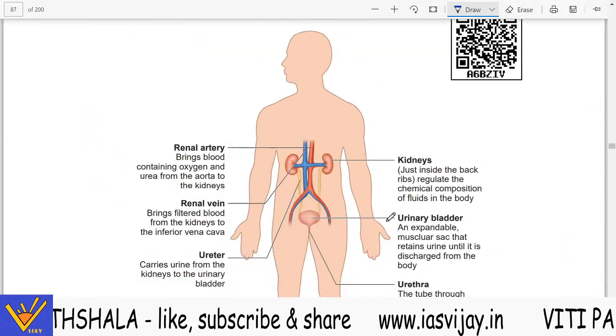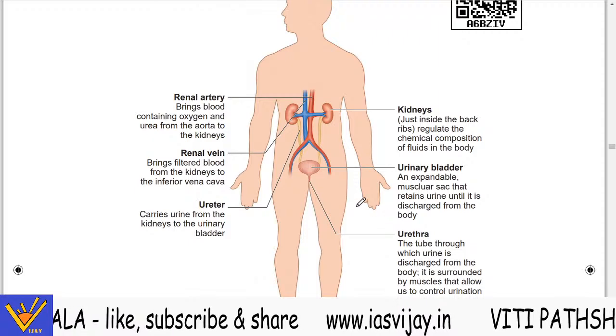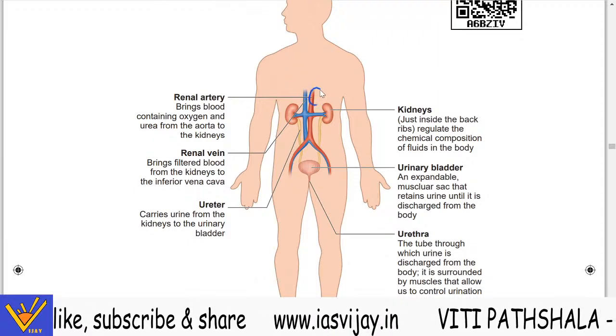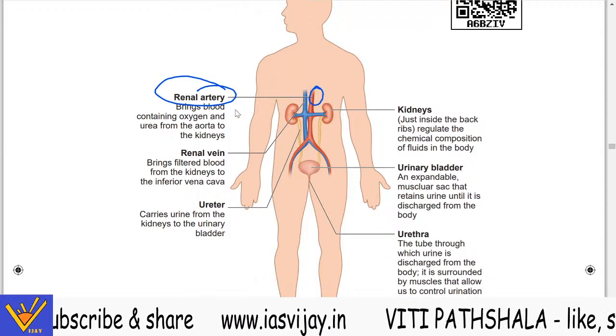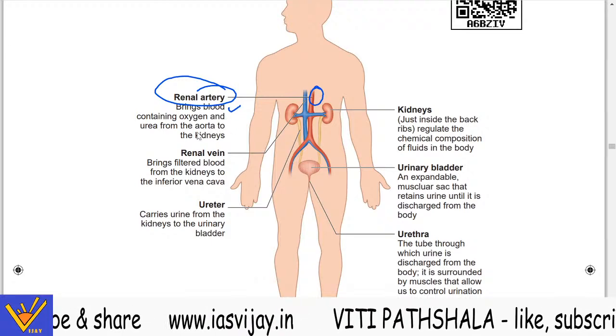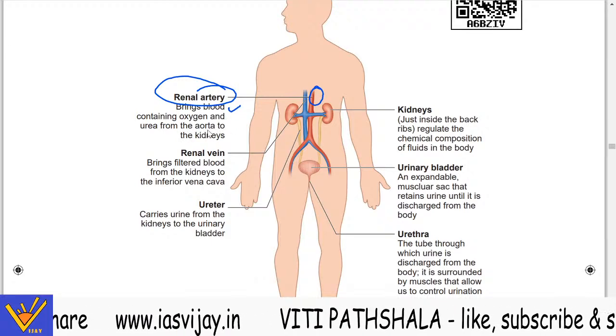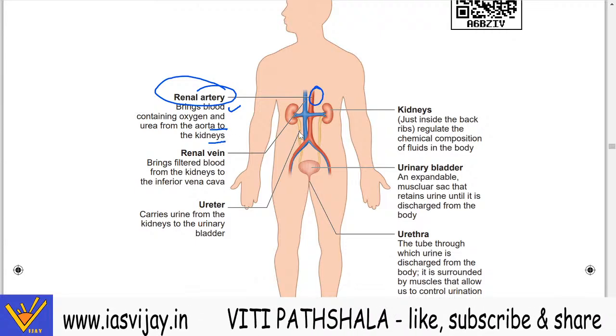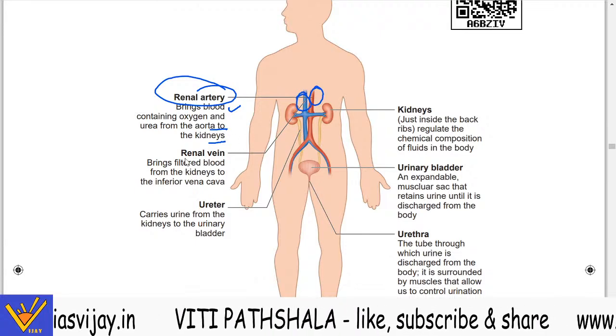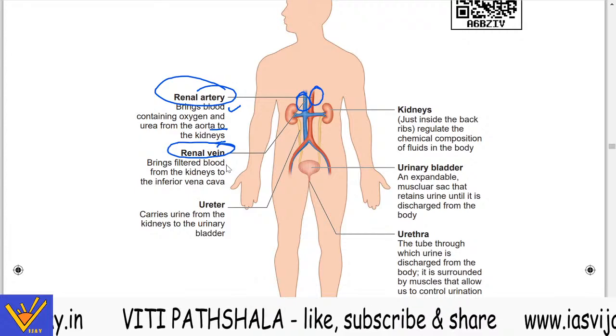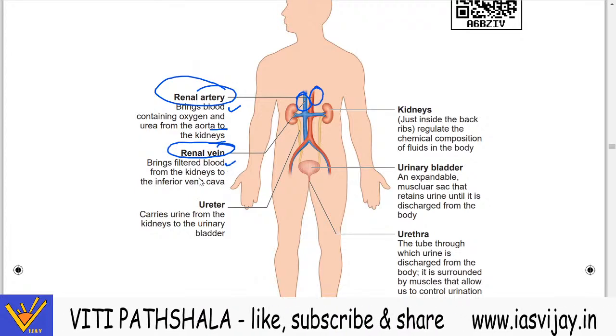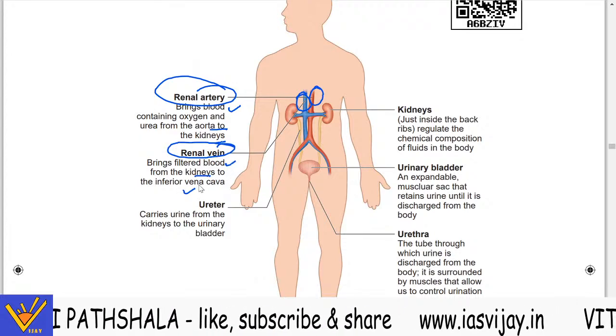Now, they have shown you the diagram of your excretory system. The red one is your renal artery. It brings blood containing the oxygen and the urea from the aorta to the kidneys. Then the next one is your renal vein. Renal vein brings the filtered blood from the kidney to the inferior vena cava.